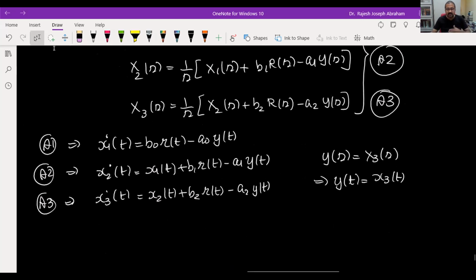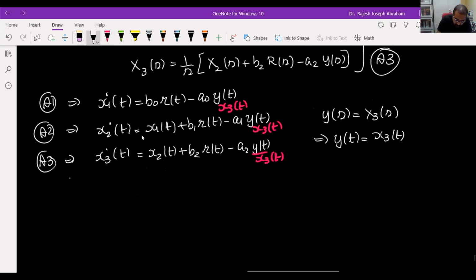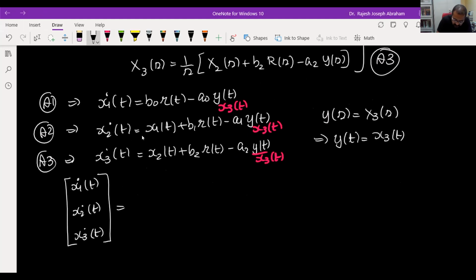Now we can arrange it again in matrix form. You see our y of t is x3 of t, so instead of y of t, I can write x3 of t. This is x3 of t, and this is also x3 of t. If you express it in matrix form, what will you get? x1 dot, x2 dot, x3 dot of t equals some matrix A into x1, x2, x3.